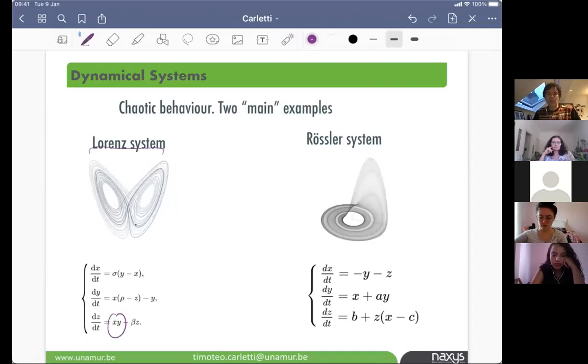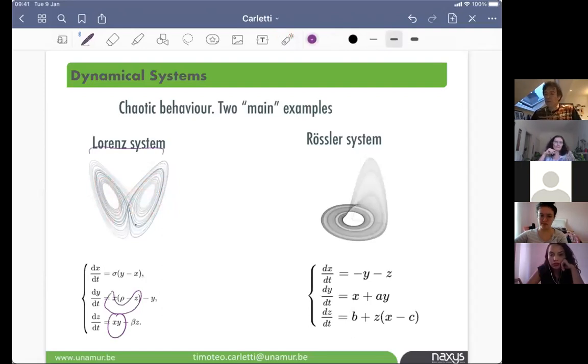So it is non-linear, and then there is this x times z. These two terms are enough to create this strange behavior where your point can do a certain number of loops on one side of the butterfly, and then suddenly jump to the other side, do another number of turns, and jump back and forth. So this is a system that can be put in relation with the shift.